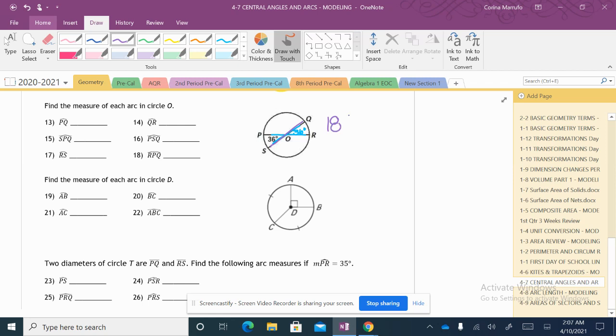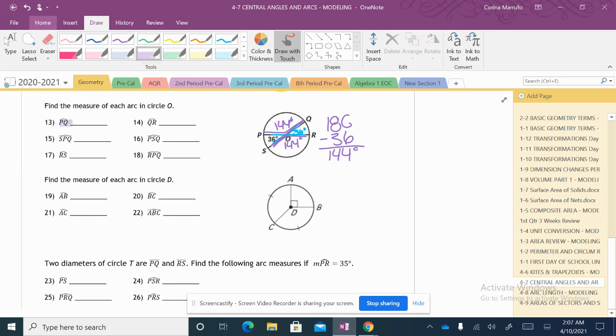So 180 minus the 36 will give us whatever this little number is. So let's do 180 minus 36. And that gives us 144. All right, so then since this one is vertical angles with this one, this is also 144. All right. So now we're ready to answer the questions.